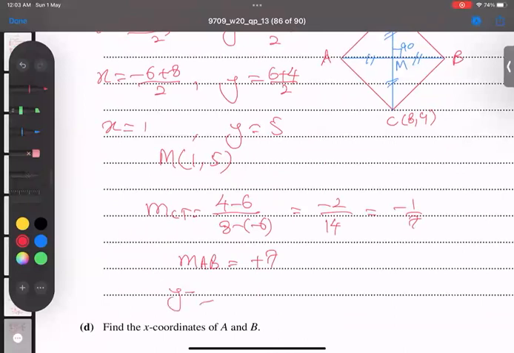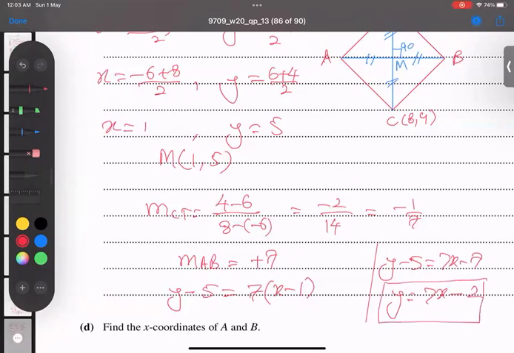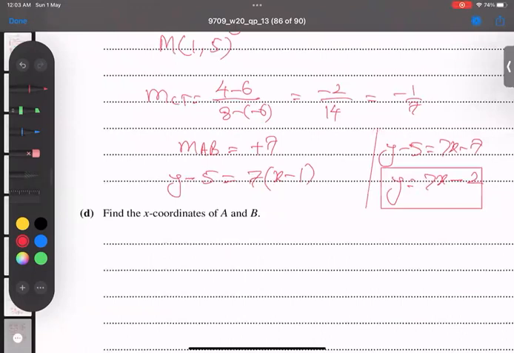And the answer is going to finish: y minus y1, I use the midpoint as the coordinate, y minus 5 equals m times (x minus x1). So it means this ultimate answer, I'm writing it here: y minus 5 equals 7x minus 7, and y equals 7x minus 2. This is my final answer. Alhamdulillah.